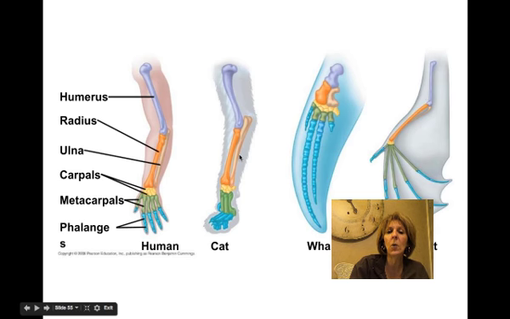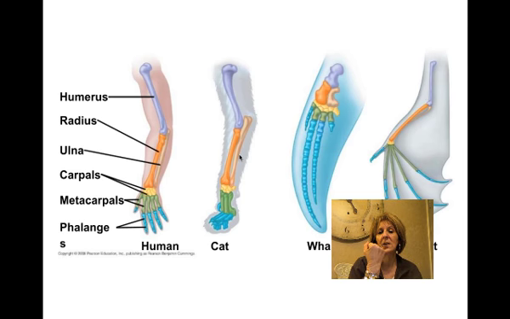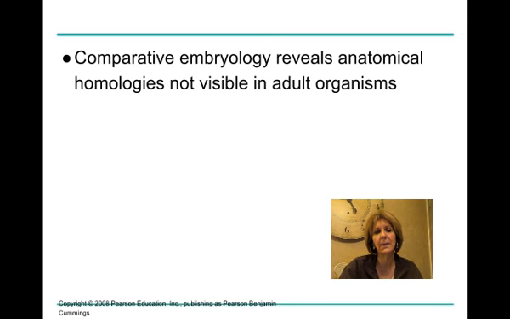We have two lower arm bones, our radius and ulna, a bunch of little carpals in our wrist, and then we have metacarpals and phalanges. And we can see the same pattern in these different vertebrates, and we would call these homologous structures. An analogous structure would be a similar structure that does not come from evolutionarily similar organisms. For example, a bat wing and a butterfly wing would be analogous, not homologous.